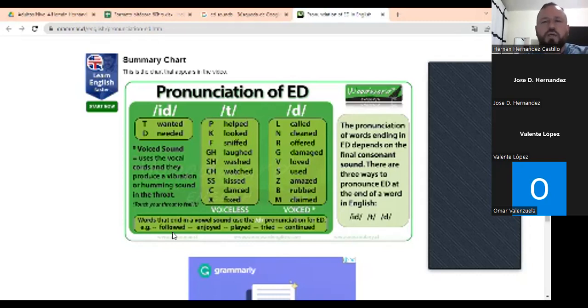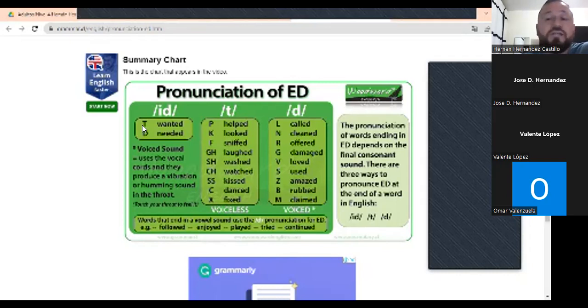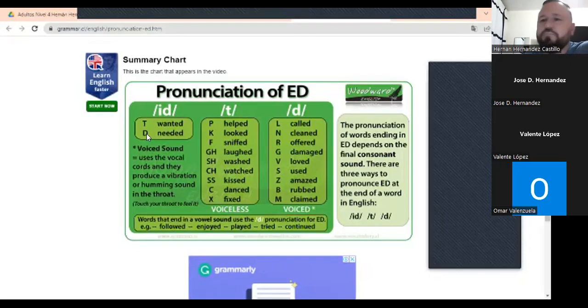Okay, so guys, I don't know if the explanation was clear as to when to use which sound. For example, select is like the first one. Select, what is the last sound in select? It's a T, right? So the sound is selected. Okay. So all of the words that end with a T or a D, you use the id sound.